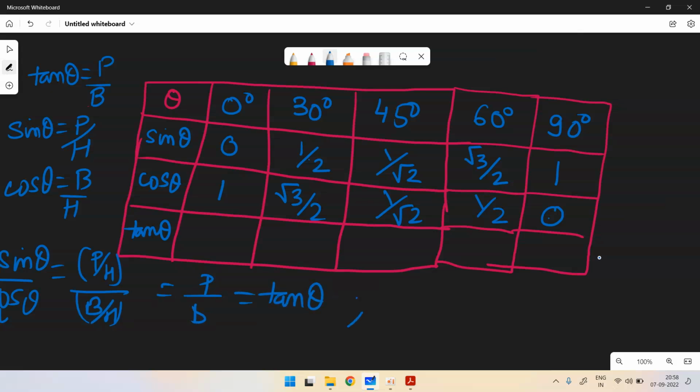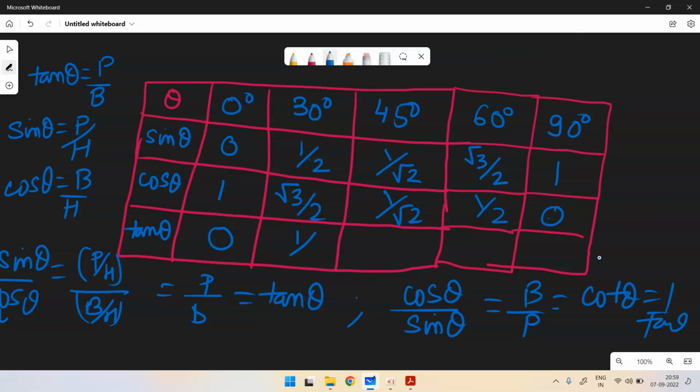And one more thing, the inverse of this is cos theta by sine theta, which gives b by p, and that is cot theta or 1 by tan theta. So from here tan theta is sine theta by cos theta. So tan 0 is 0 by 1, which is 0; tan 30 is 1 by root 3; tan 45 is 1; tan 60 is root 3; and tan 90 is 1 by 0, which is infinity.